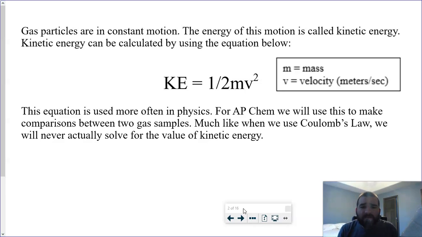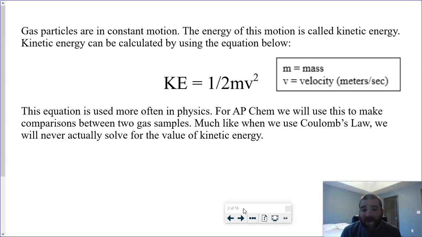So if you want to calculate the kinetic energy, the energy of motion for something, anything, you use this equation, 1/2 mass times velocity squared. So this is used more in physics, like I say in the paragraph below. For us, we just need it to make comparisons between gases. That's the only context we'll use it in.